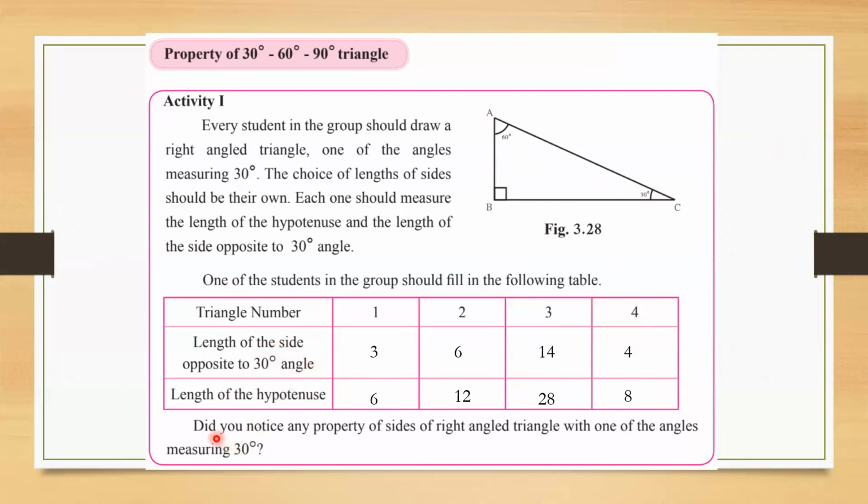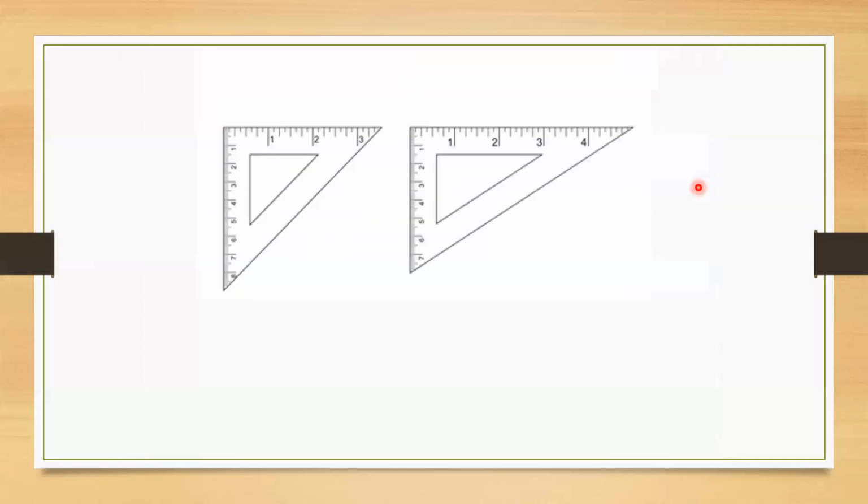Okay, so here they have asked, do you notice any property of the sides of a right triangle with one of the angles measuring 30°? Yes. So what is that property? This activity you have to do at home. I'll explain what this activity is. You can try it at home also, and you'll find the same thing. The side which is opposite to 30° is half of the hypotenuse, whatever you draw. That is the property of this triangle.